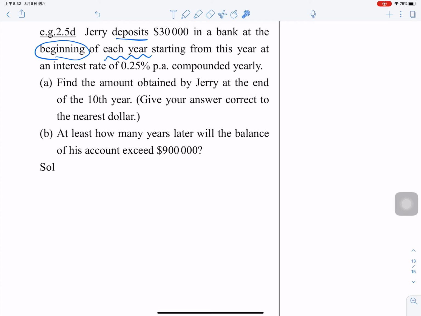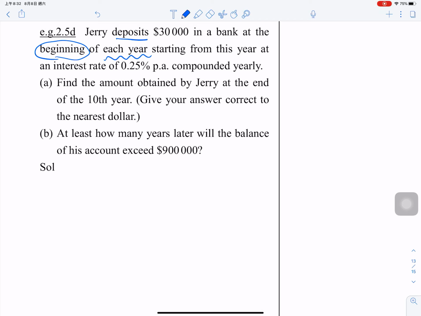Understand the question? Okay, part A. Find the amount obtained by Jerry at the end of the 10th year. Here, beginning of each year, at the end of the 10th year. That means about the 11th year, not include this $30,000, but it completes one period. Understand? So let's see.